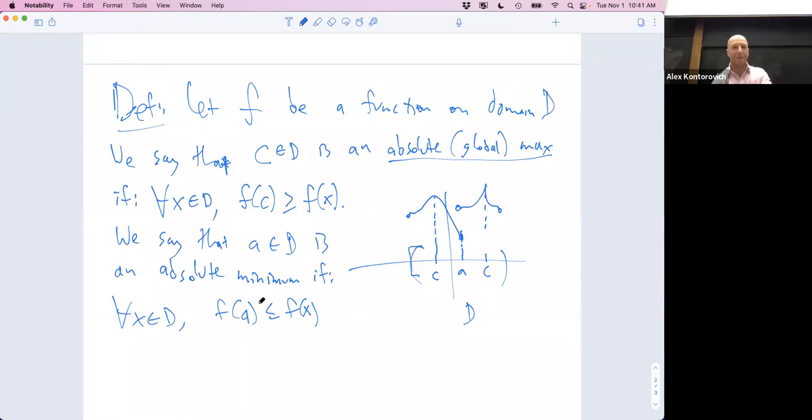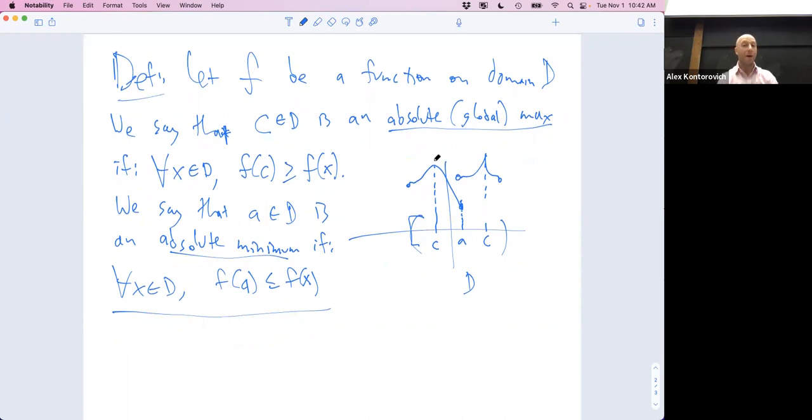Yes, thank you. If the value of f at A is no bigger than the value of f at any other point, that's an absolute minimum. Okay, so that's an absolute minimum. Global, absolute or global minimum, absolute or global maximum. How about local max or min?